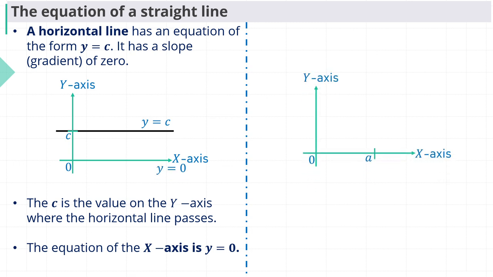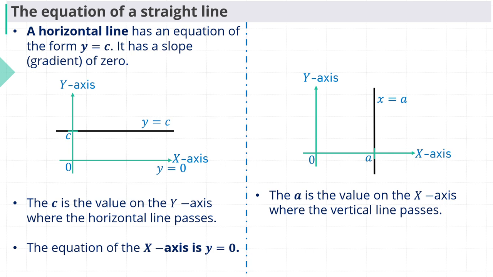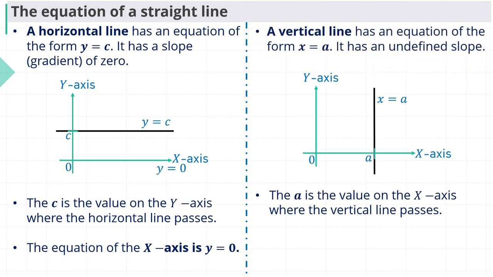Let's have the XY plane. Now draw a vertical line through the point A. The equation of this vertical line is going to be x equals a. The a is the value on the x-axis where the vertical line passes. What we are saying is that a vertical line has an equation of the form x equals a.